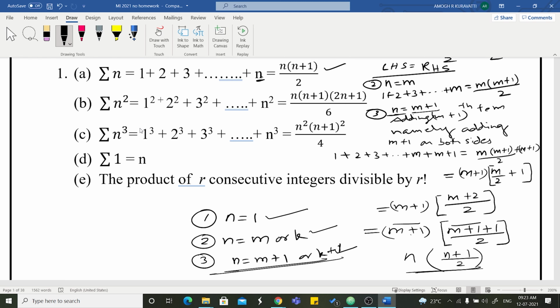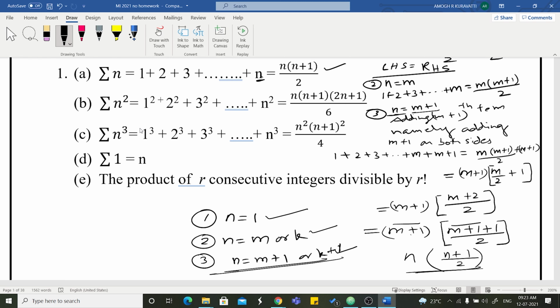Clear, students? I hope it is clear. Girja Patil, got it? Yes, students? Yes, sir. Yes, sir.